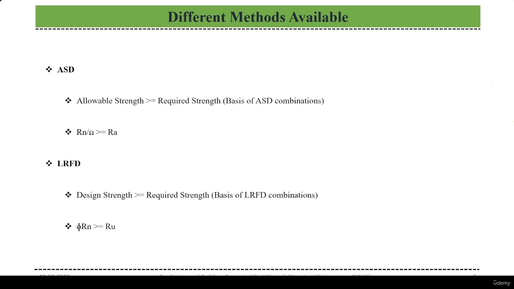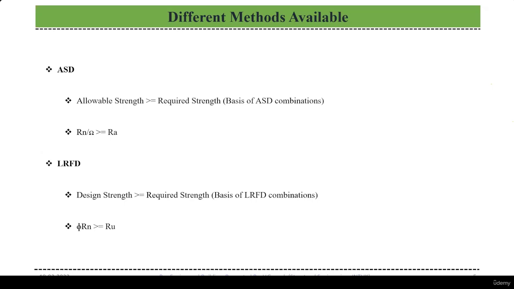If you observe this, according to ASD, omega values will always be higher than or equal to 1. So 1 divided by a value which is more than 1 gives you 0 point something. So we are reducing the nominal capacity of the material, nothing but we are limiting the nominal capacity of the material in ASD.